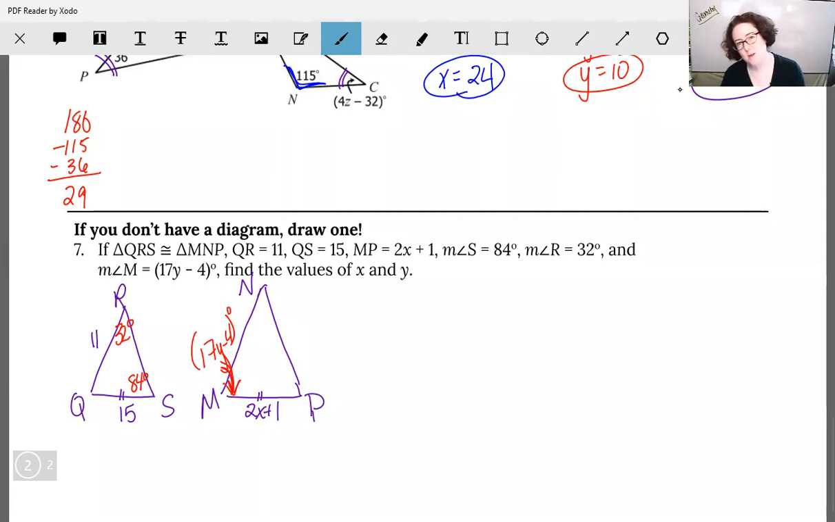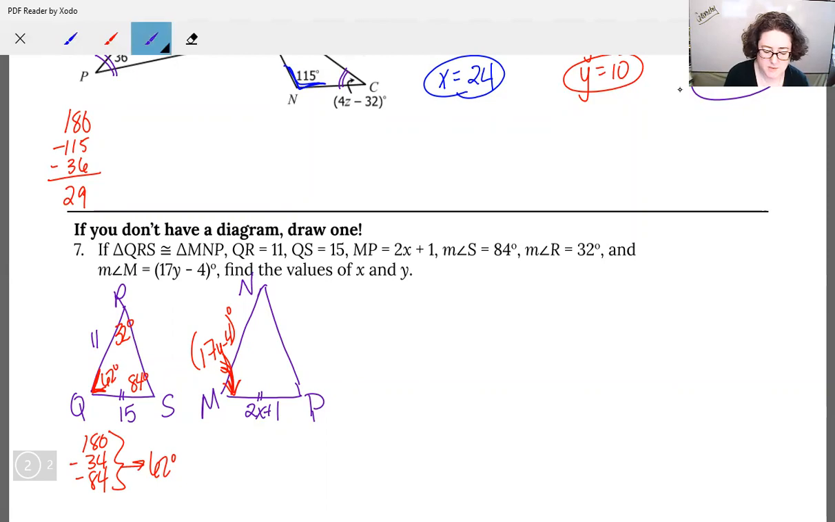And so I'm noticing M is in the same spot as Q would be. If I knew what angle Q measure was, I'd be good to go. And I just need to subtract from 180. So 180, take away the 34, take away the 84. That whole thing comes out to be 62 degrees. So we now know everything we need to be able to solve these out.